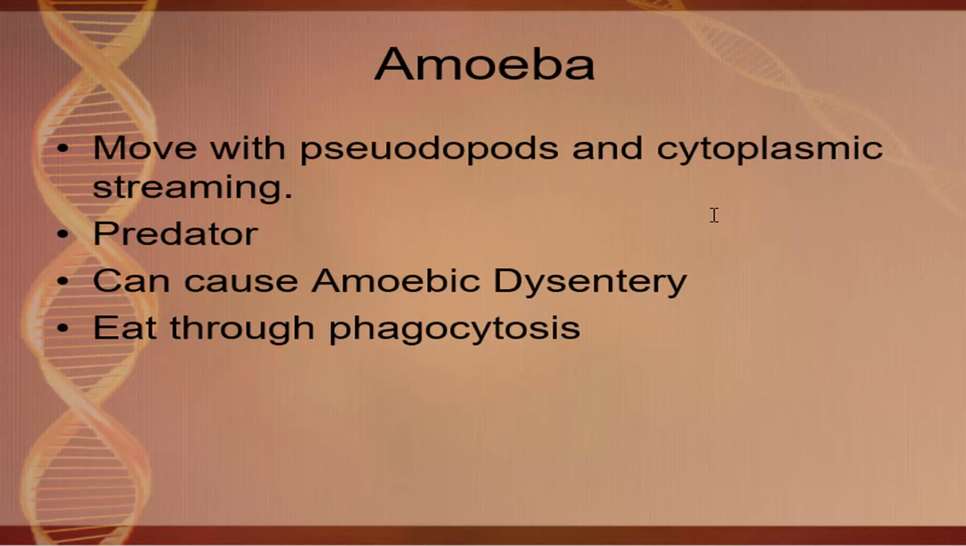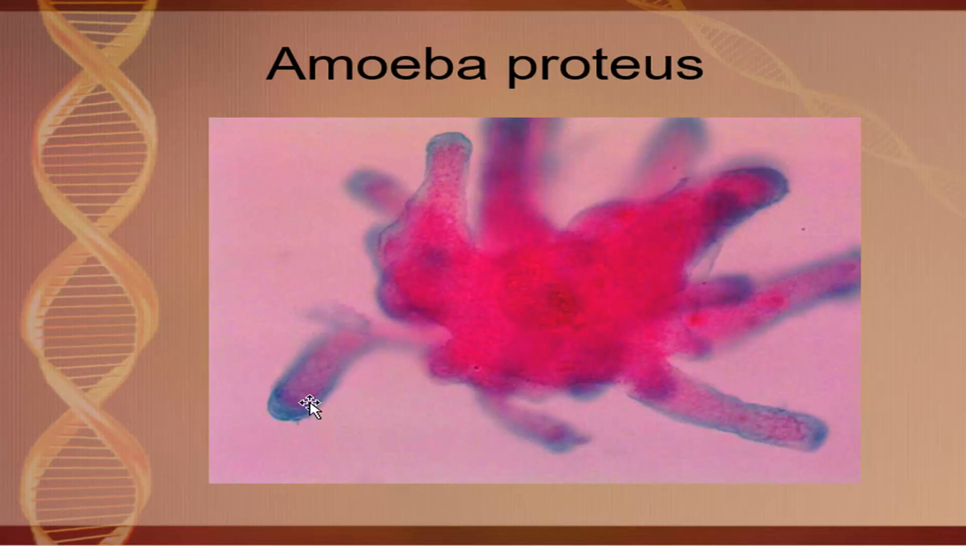They are a predator. They eat using a process called phagocytosis. Phage means to eat. Cytosis means cell. And so what they do is they extend the pseudopods around something. They form a little vesicle around the food or organism or whatever it is that they're eating. And then they dump enzymes into the vesicle and ingest it, and then get rid of the waste products.